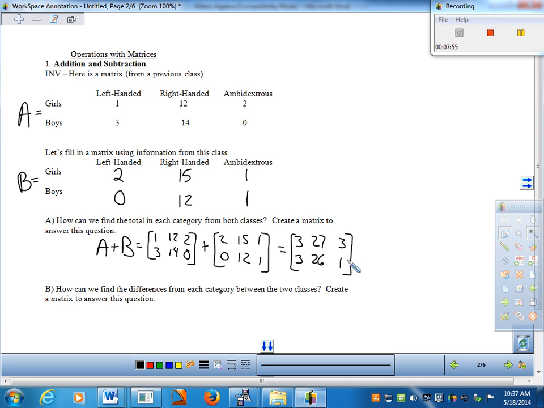Okay, let's do letter B. How can we find the differences from each category between the 2 classes? Create a matrix to answer this question. So how many more ambidextrous girls are there in the first class compared to the second class? How many more right-handed boys are there in the first class compared to the second class? For all 6 categories, I think we can pull this out by just subtracting the 2. And so that's exactly what I do right here. You'll notice subtraction works in pretty much an identical fashion to addition. I've got that piece right there for matrix A.